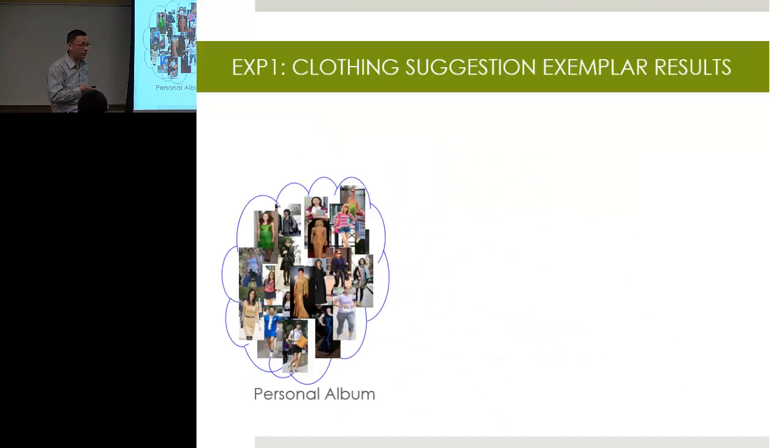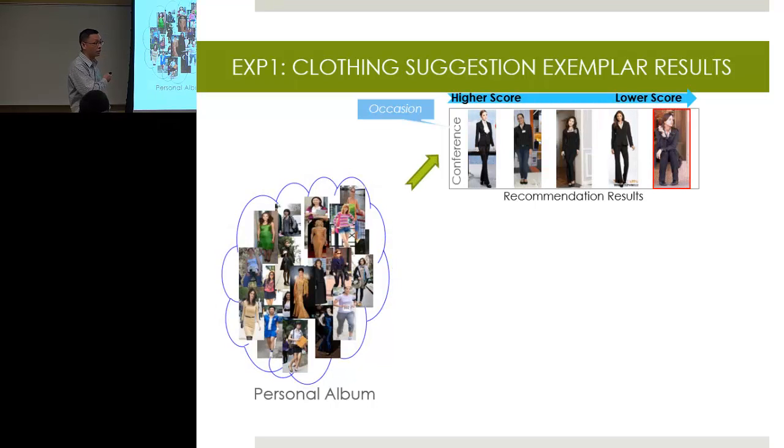Here are some visualization example results. We randomly select a set of clothes from the database. And then if you say that I want to go to a conference, these are the top ranked clothes for this occasion. But people don't wear this kind of clothes at a conference, right? Have you seen anybody at CVPR wearing that? There's some business conferences. Yeah, I saw that at other business conferences. Technical conferences are an exception.